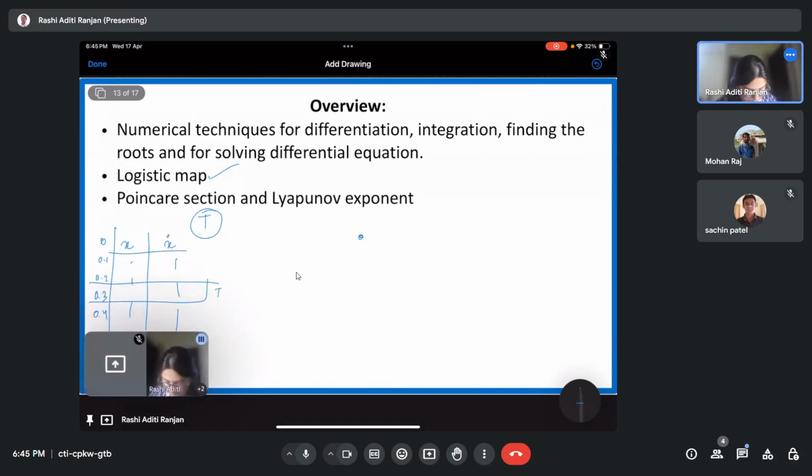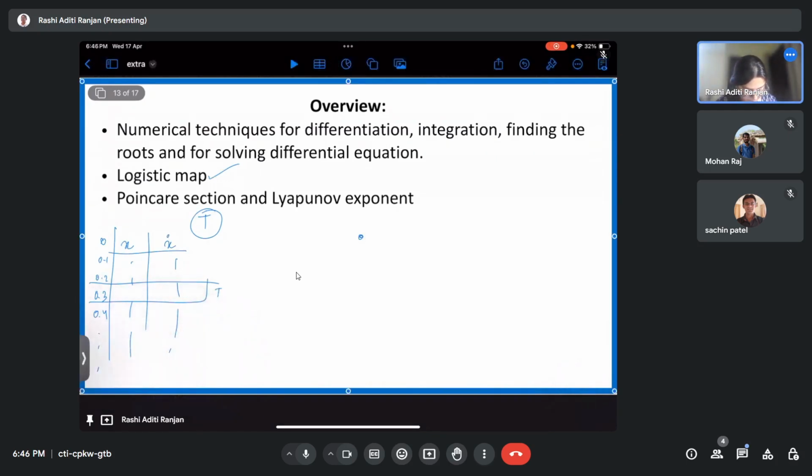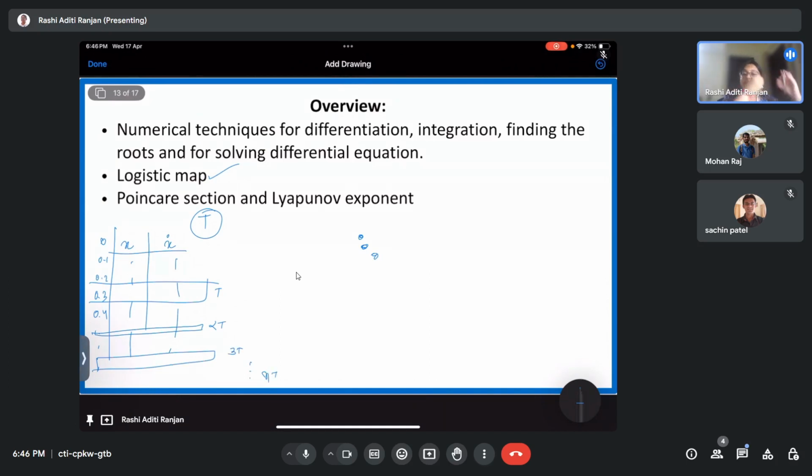Then I'll take over, sorry. Then I'll take this at 2T, plot it. Take at 3T, plot it. Likewise, I'll take up to n times of T. So this is what my Poincare section does. I decrease one of the dimensions by just taking the points which are at the n times multiple of my time period.